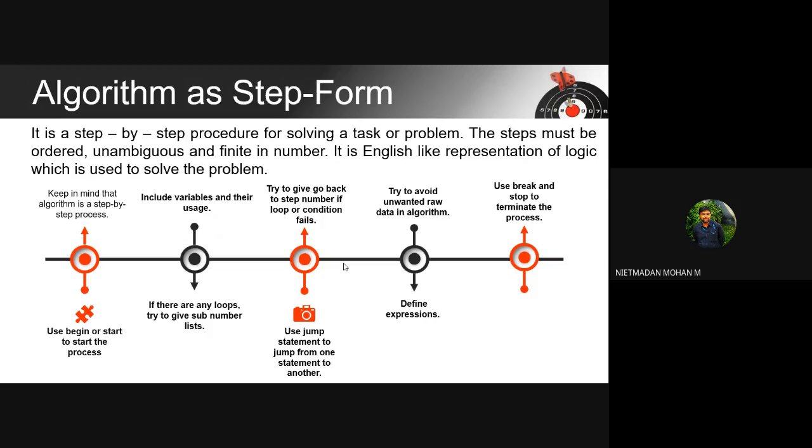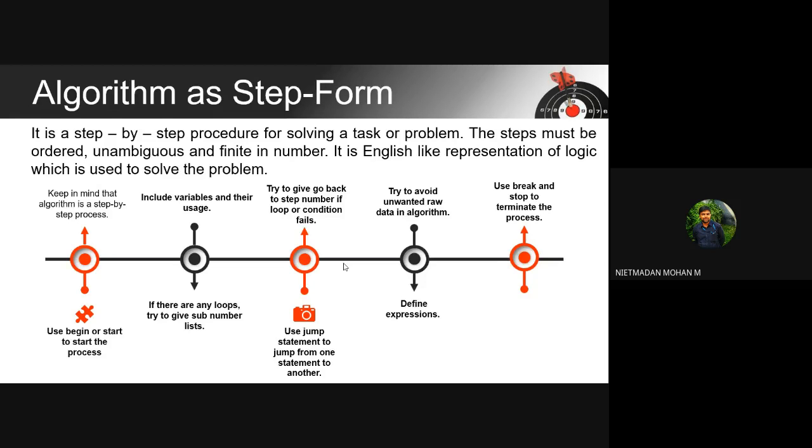And this is step form. It is a step-by-step procedure for solving a task or a problem. The steps must be ordered, unambiguous, and finite in number. It is an English-like representation of logic which is used to solve the problem. Same as the algorithm, but it needs to be in a step-by-step process.